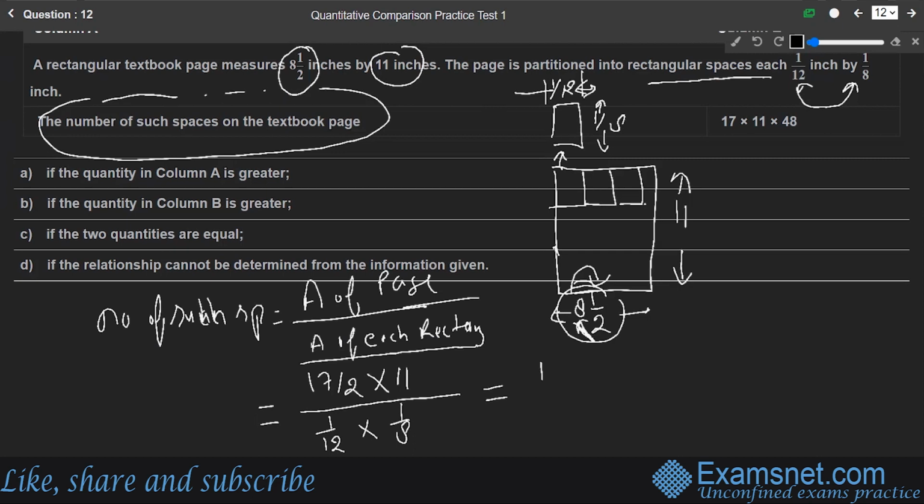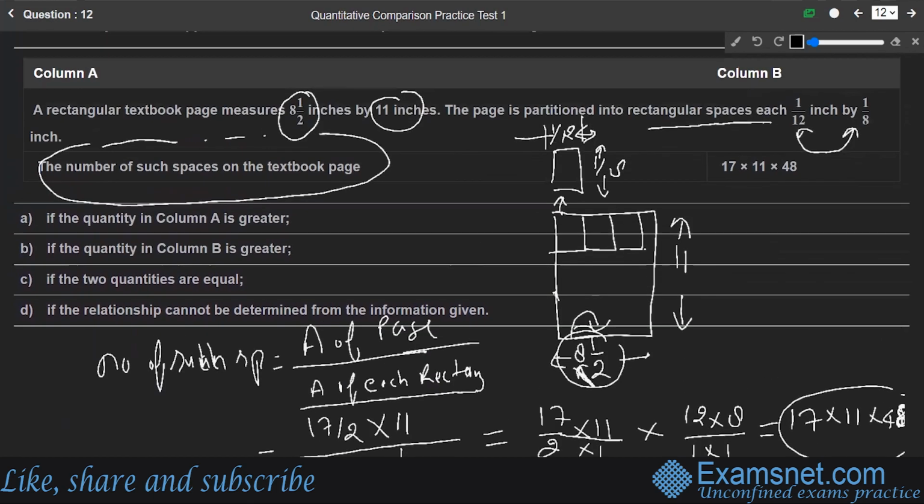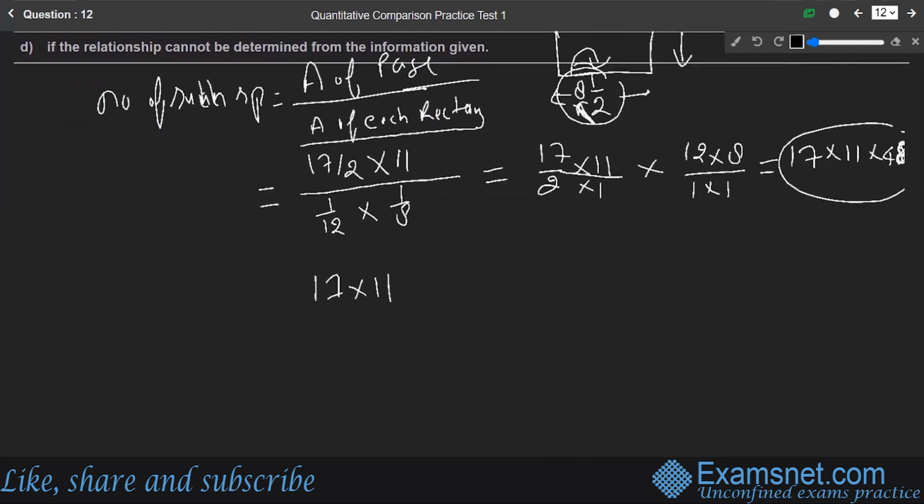Okay, if we solve this further, this comes out to be 17 by 2 into 11 divided by 1, and in the denominator, 12 into 8 divided by 1 into 1. If we solve this further, it comes out to be 17 into 11 into 48. So that is the value of column A, 17 into 11 into 48. Let us verify column B. Column B's value is already given as 17 into 11 into 48.